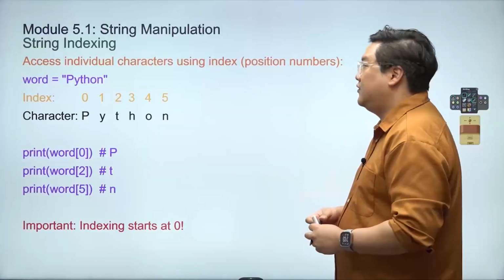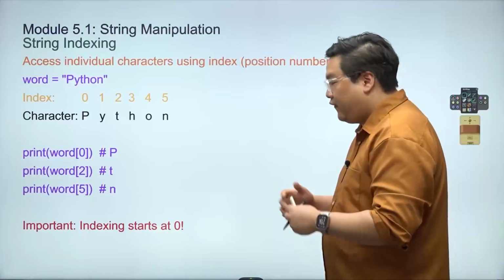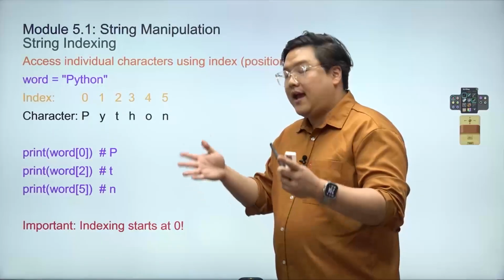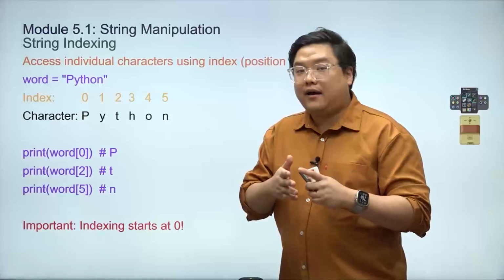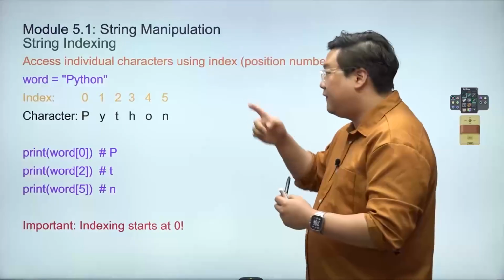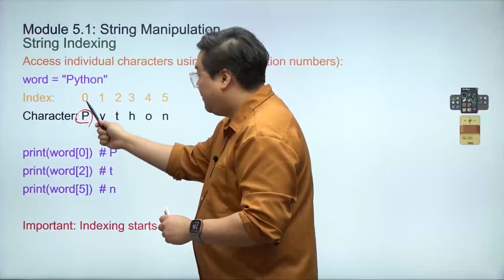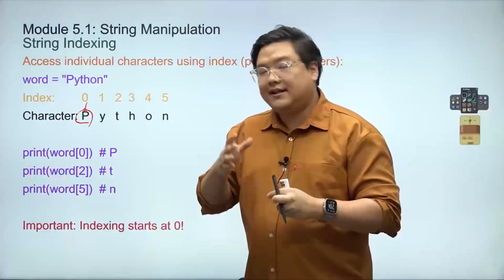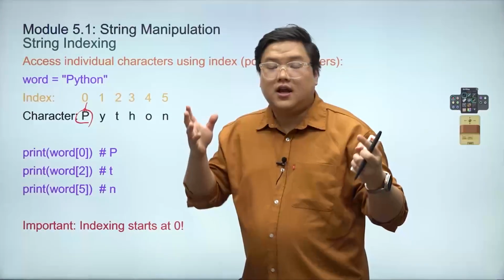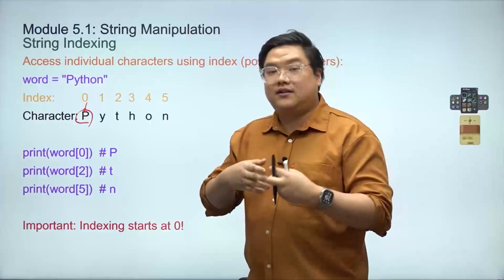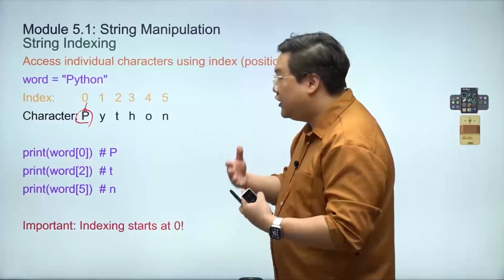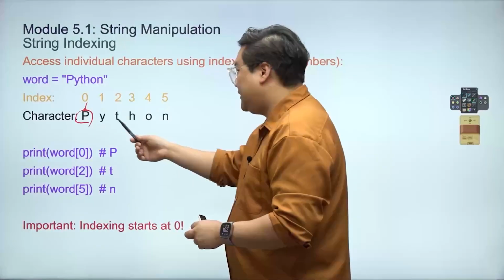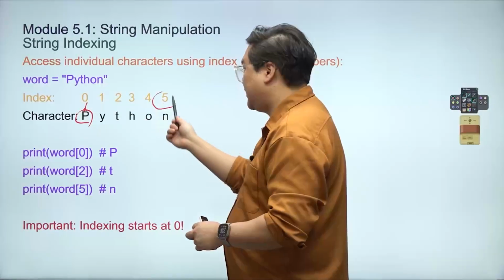Access individual characters using an index. This is the first thing that we need to know how to do. Every letter in a string has a position number. Starting from the first letter, the position number, the index, is going to be 0. It doesn't start from 1 even though it's in the first position. It starts at 0. We call this zero-based indexing. You need to remember that it always starts at 0. In Python, it's 0 to index 5.